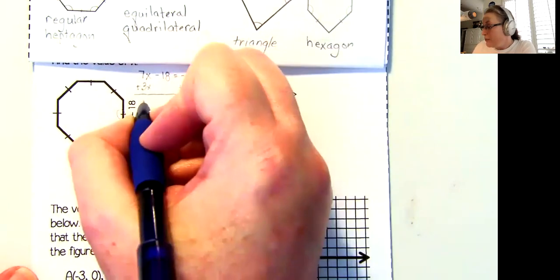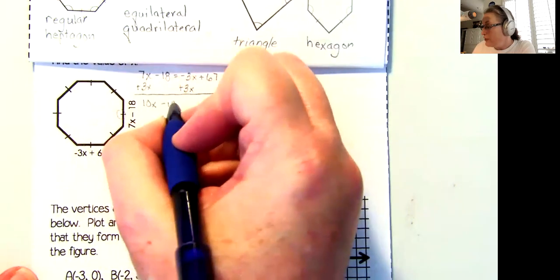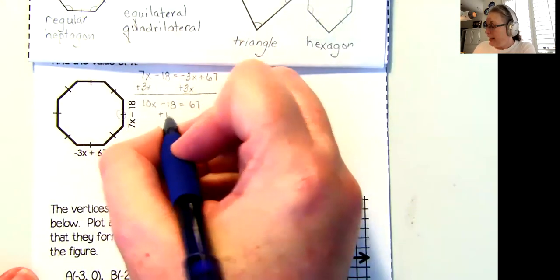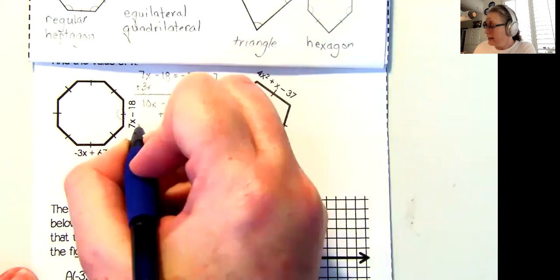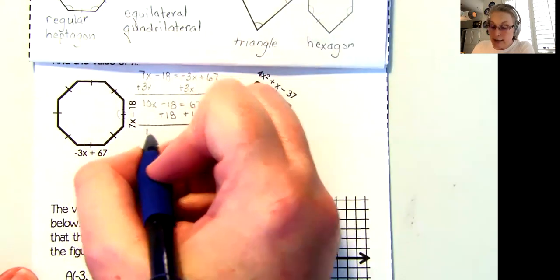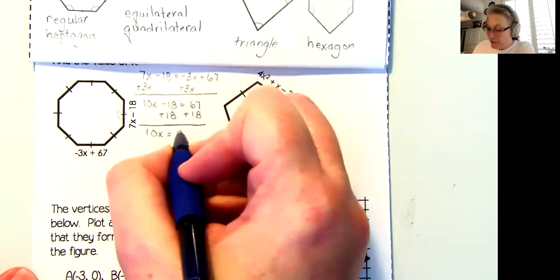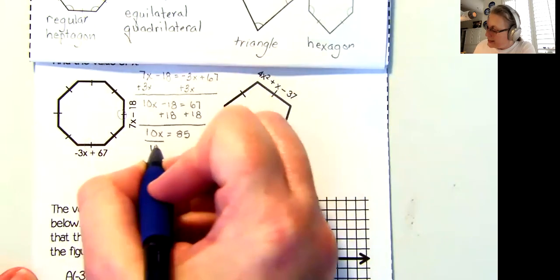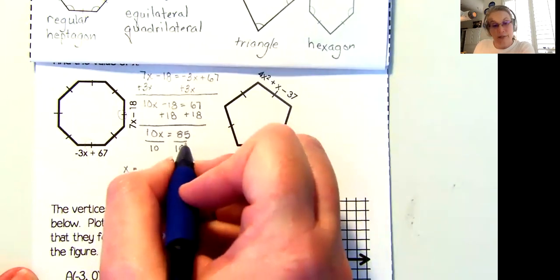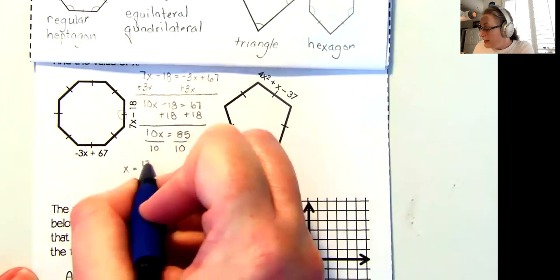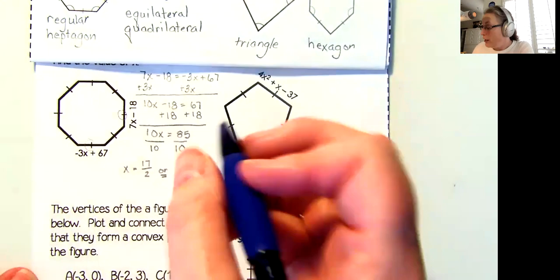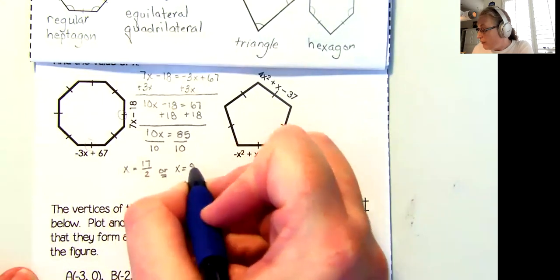So if I decided to move my x's first, you can move the constants first. Got a lot of choices here, and you can always use a calculator. Add 18 to both sides. So I get my 10x equals 85. Divide both sides by 10. X is equal to, well, I can leave it as a fraction in simplified form, which is 17 halves. Or because it is a terminating decimal, I could say x equals 8.5.